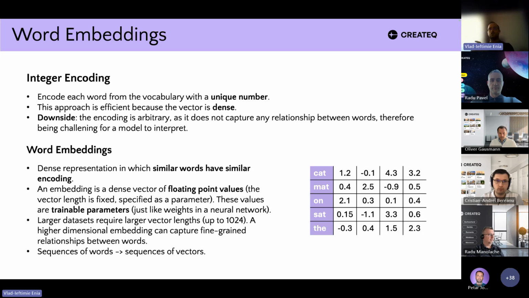These values are floating point, and they are trainable parameters, just like weights in a neural network. If you have larger data sets, you need larger vector lengths, which can give more fine-grained relationships between the words, but they are harder to process. And if we want to encode the whole sentence or a sequence of words, we just have a sequence of vectors, just like for the one-hot encoding.